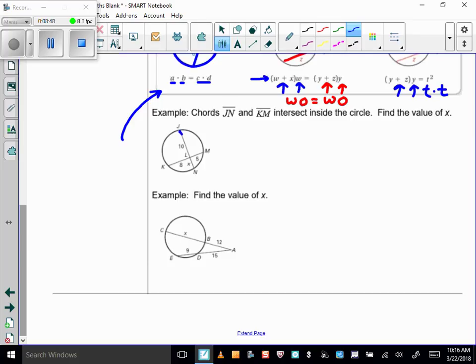So let's take this one first. 10 times x, those are the 2 parts of that chord. The 2 parts of this chord are 8 and 5. So I end up with 10x equals 40. So x equals 4. Not too bad, huh?